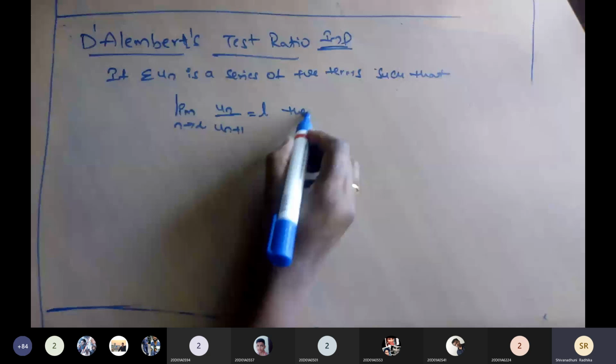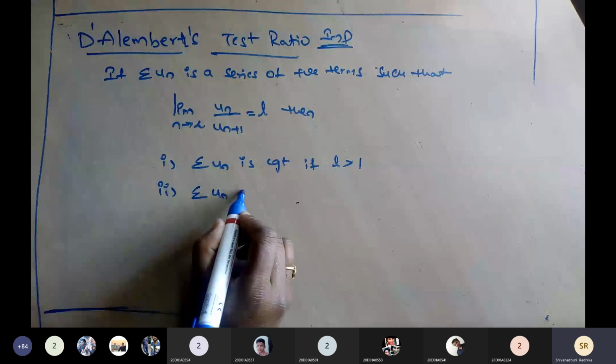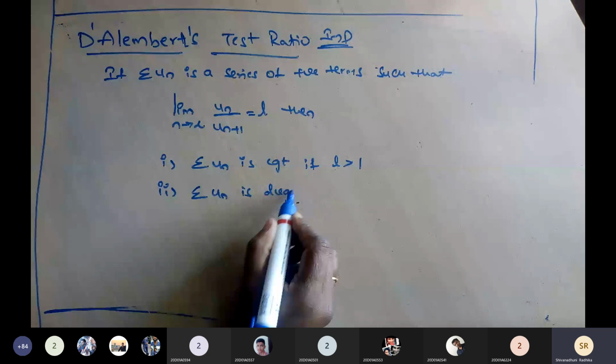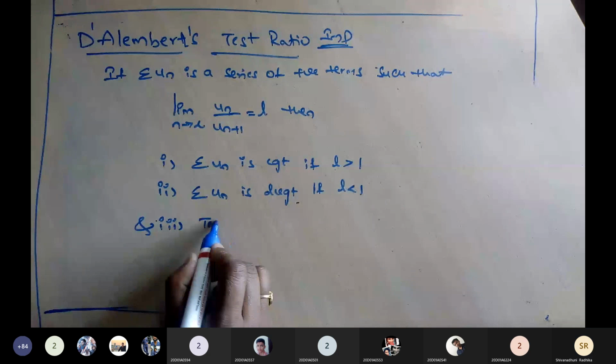then the first one, summation Un is convergent if L value is greater than 1. Summation Un is divergent if L is less than 1. And the third one, the test fails if L equals 1.